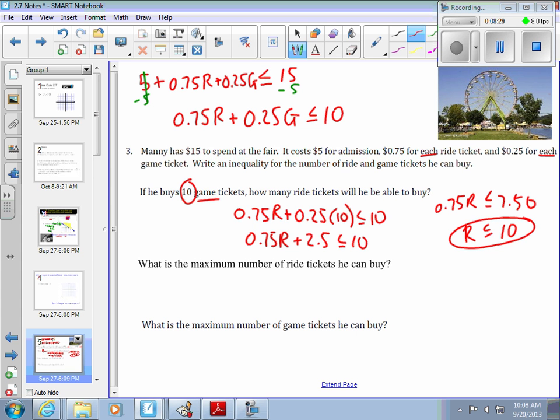All right. Next one, it says, what is the maximum number of ride tickets he can buy? Well, if he wants the maximum number of ride tickets, we want to try to keep all the money he has for rides.